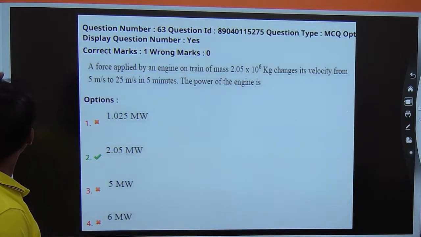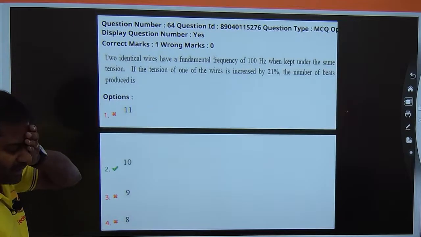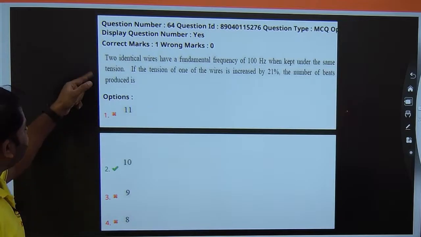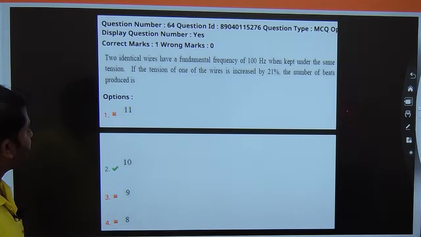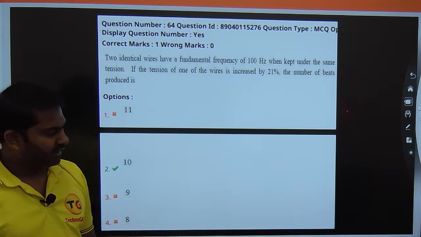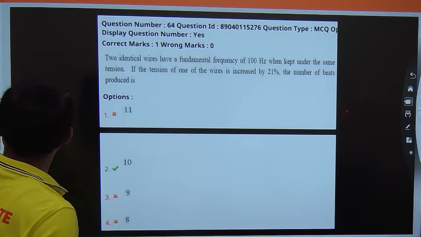63 are done, so we are left over with another 11 to 12 questions. It is given two identical wires have the same fundamental frequency of 100 Hz when kept under the same tension. If the tension in one of the wires is increased by 21%, the number of beats produced is. So this question is simply based on the relationship between tension and frequency.